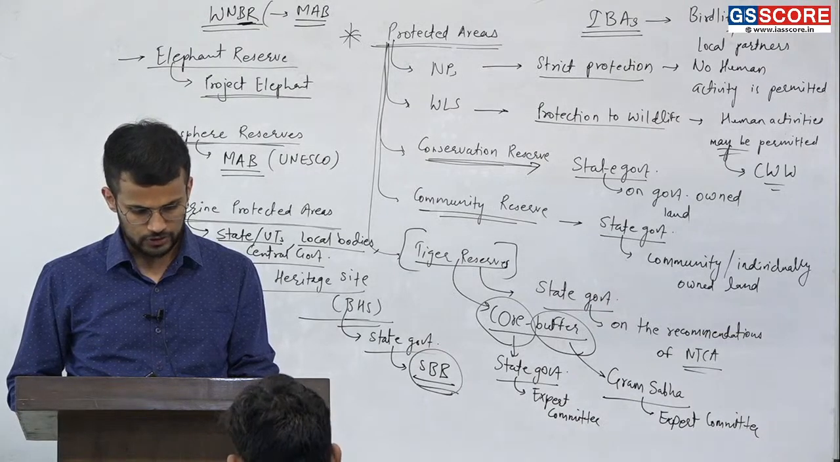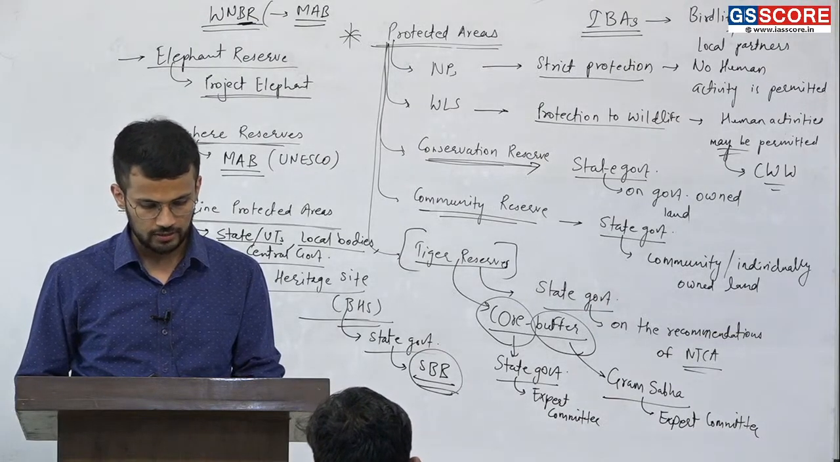Then which kind of species are found in the Chilka Lake?